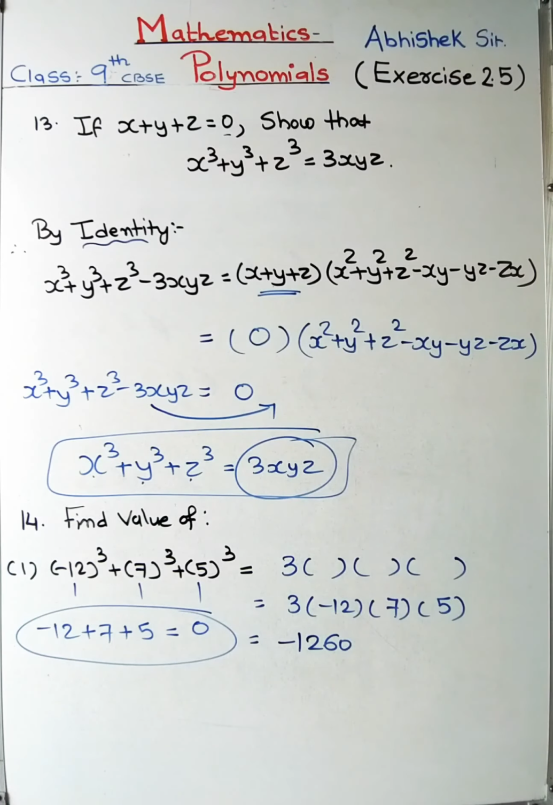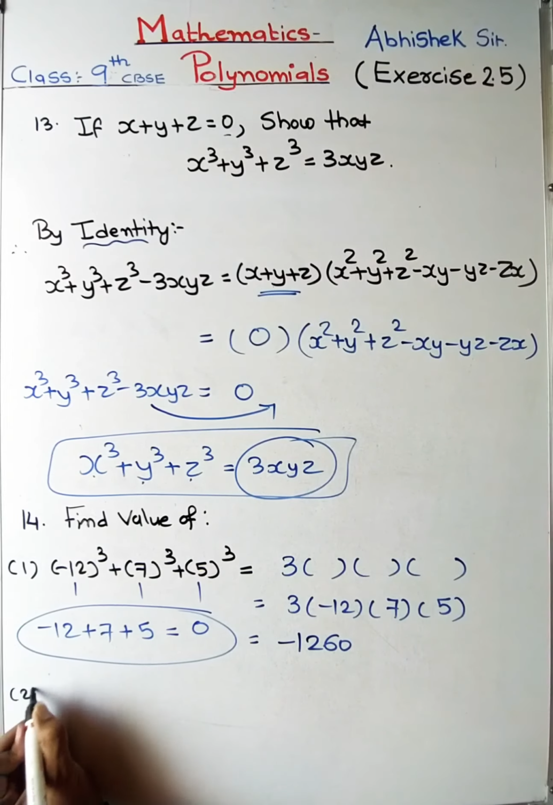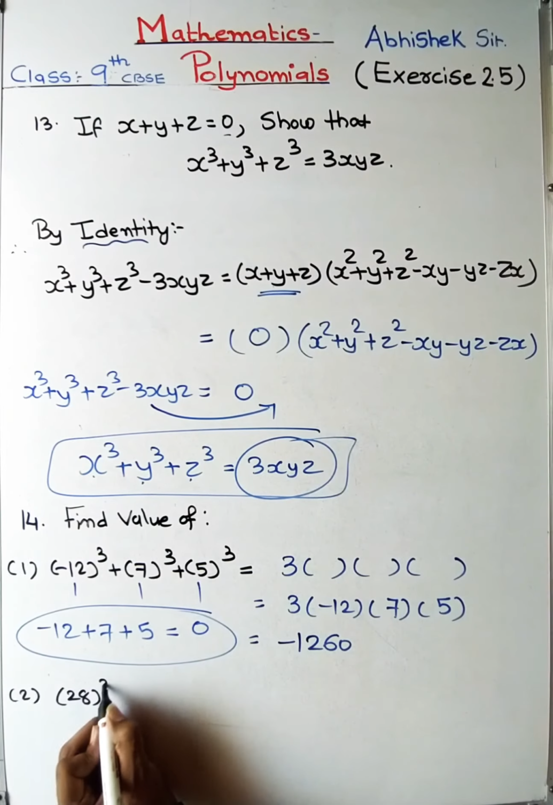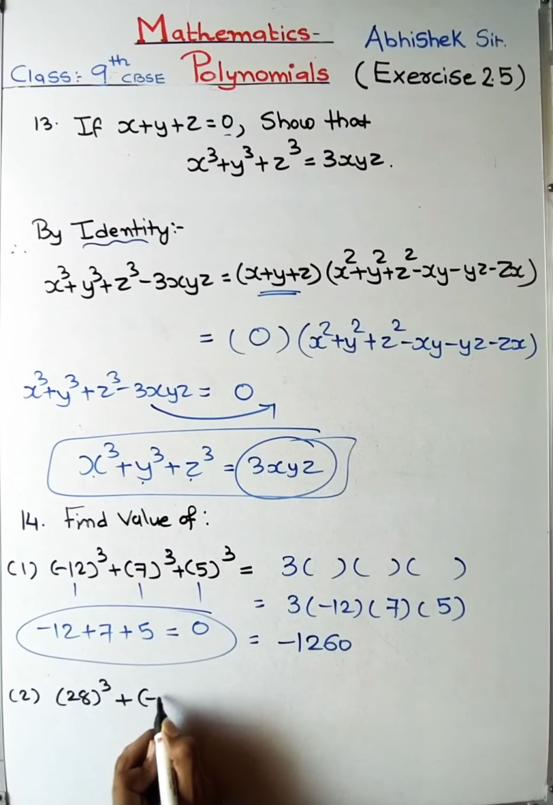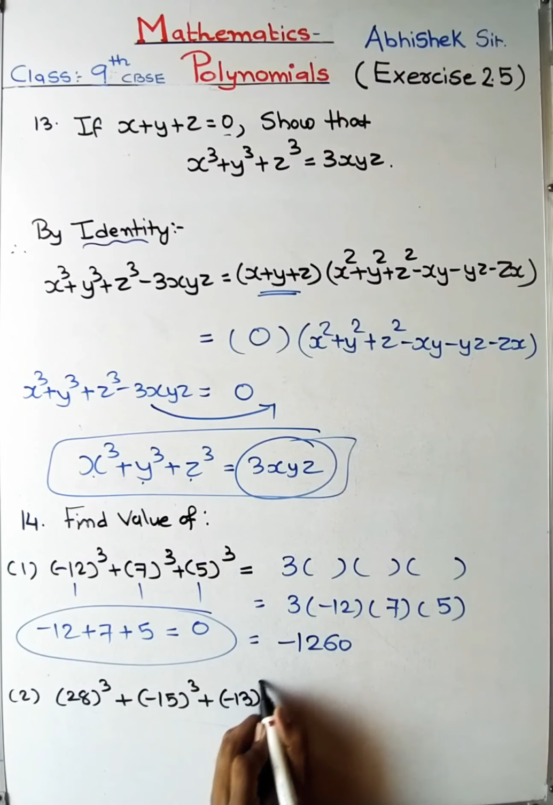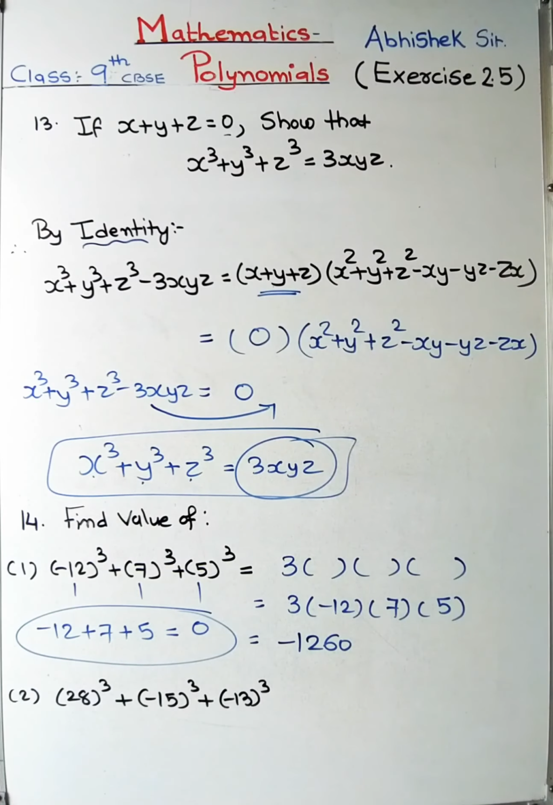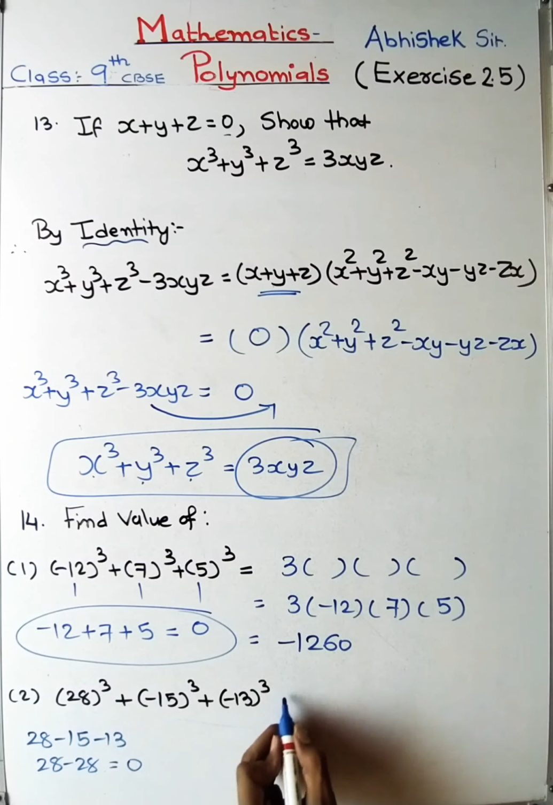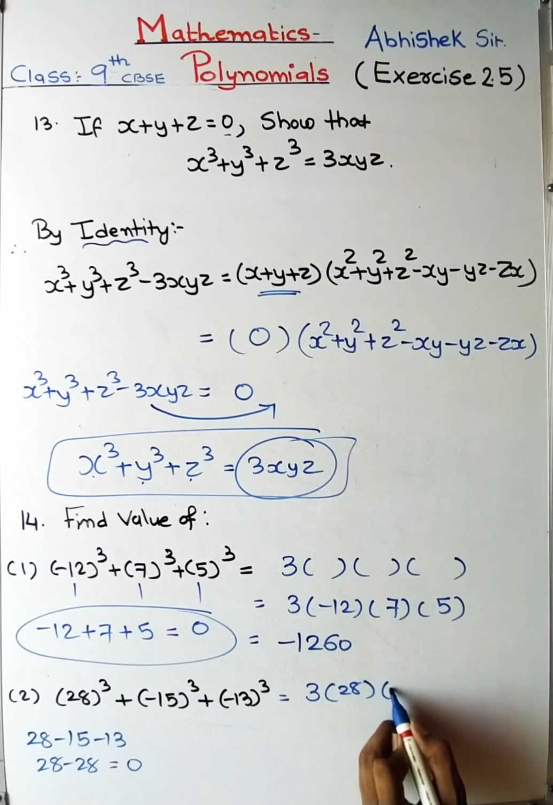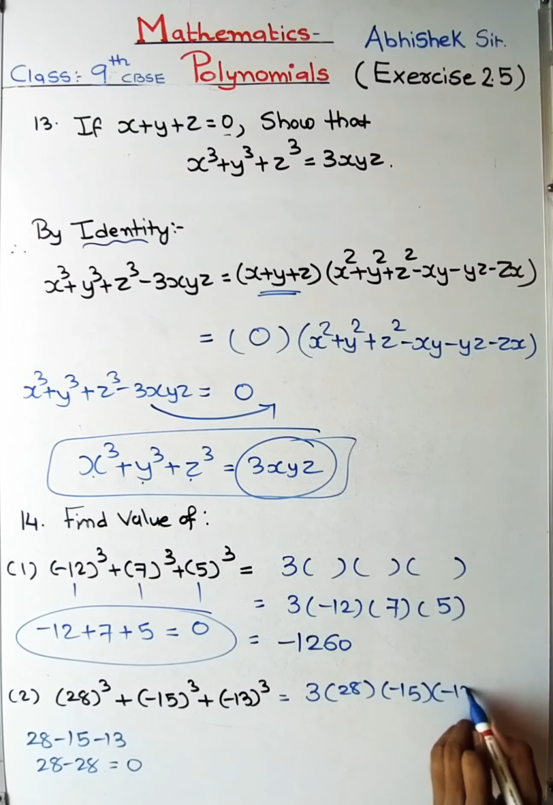Moving on to the next question as well. Question number 14, part 2 is 28 whole cube plus minus 15 cube plus minus 13 cube. So let us quickly see whether we have 28 minus 15 minus 13 as 0 or not. So ultimately it is 28 minus 28, 0. So what will be our solution? 3 into 28 into minus 15 into minus 13.